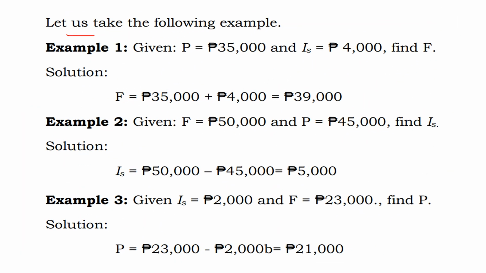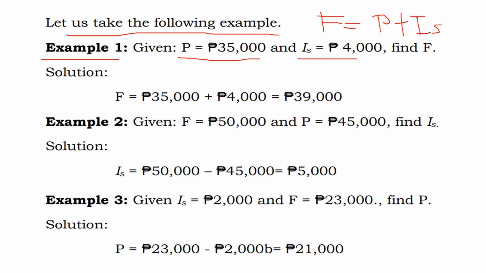So let us take the following examples to visualize the concept, that F is equal to P plus the simple interest IS. For example number 1, the given are P and IS, and you're asked to find the future value or maturity value. So your F is 35,000 plus 4,000, which is equal to 39,000 pesos. That will be your future value if your principal is 35,000 and your simple interest is 4,000.